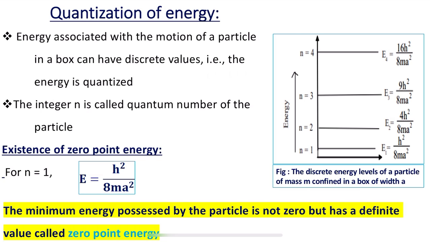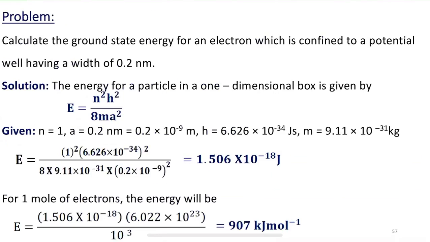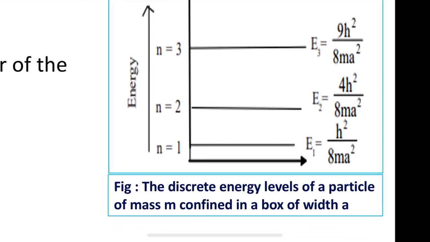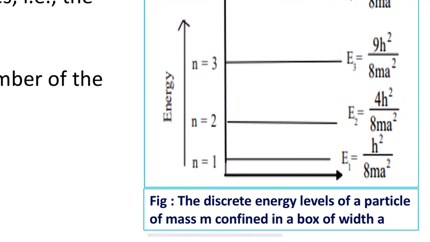The integer n is called the quantum number of the particle. Now, putting n equal to 1, 2, 3, 4, 5, we can get the discrete energy levels of the particle of mass m confined in the box of length a, which is shown in the figure. Suppose the integer value n is 1, then E1 is equal to h square divided by 8 m a square.